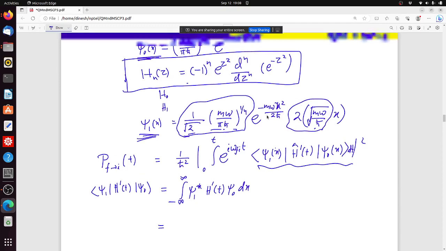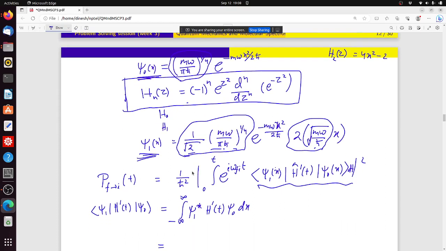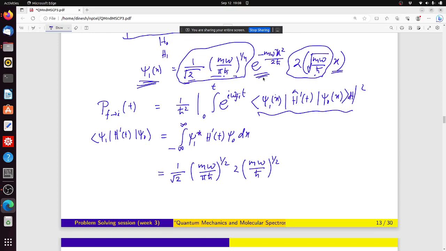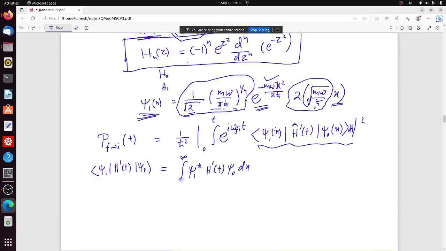These I can take out from the integration, and this is also constant, I can take it out. So effectively what I will be taking out is 1 over root over of 2, m omega by pi h cross to the power 1 over 2, and 2 m omega over h cross to the power 1 over 2. Then I have this x part and this exponential part, 1 here and 1 here.